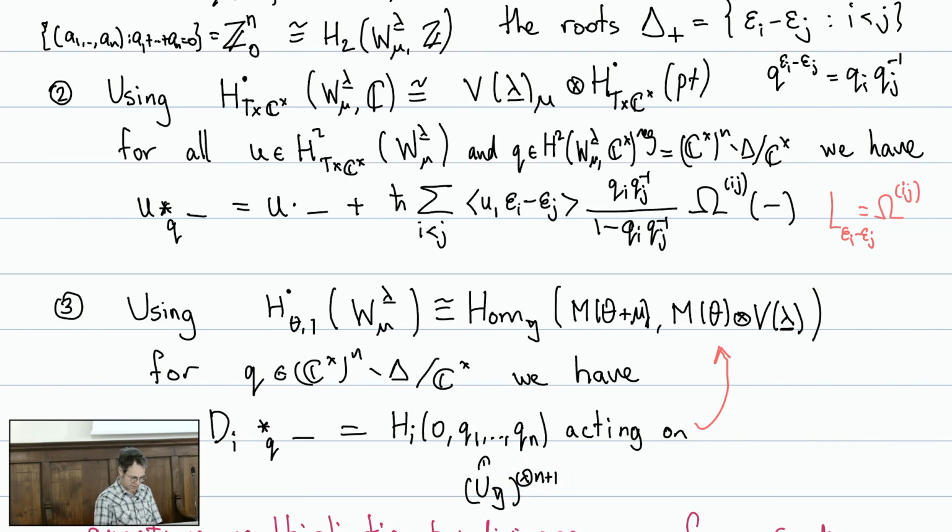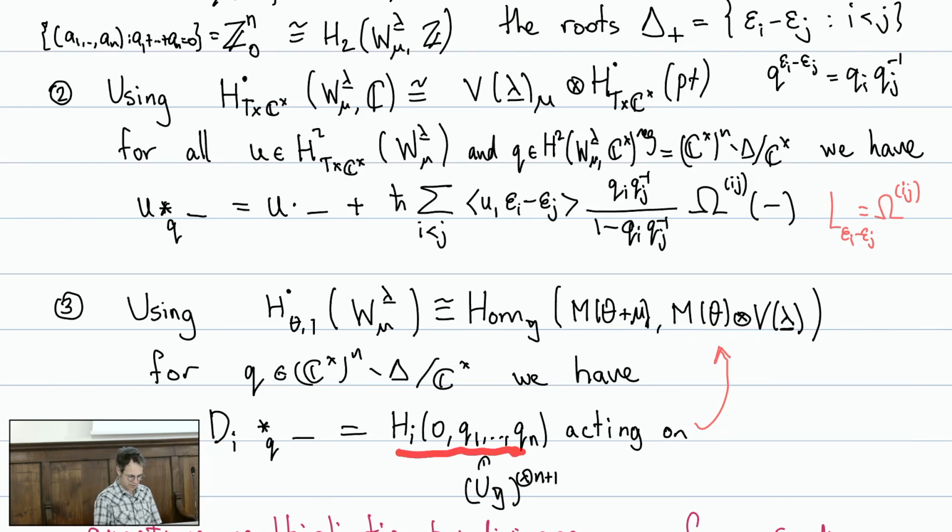So this Gaudin Hamiltonian living in the tensor product of n plus 1 factors will act on this Hom space, because here I have n plus 1 tensor factors: 1 tensor factor here and n tensor factors here.